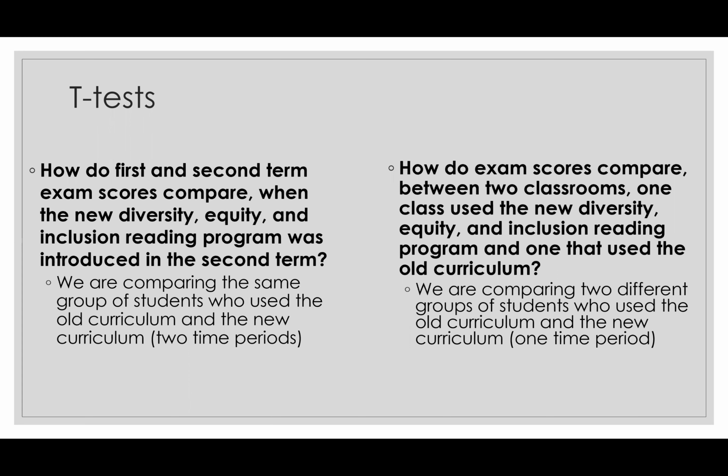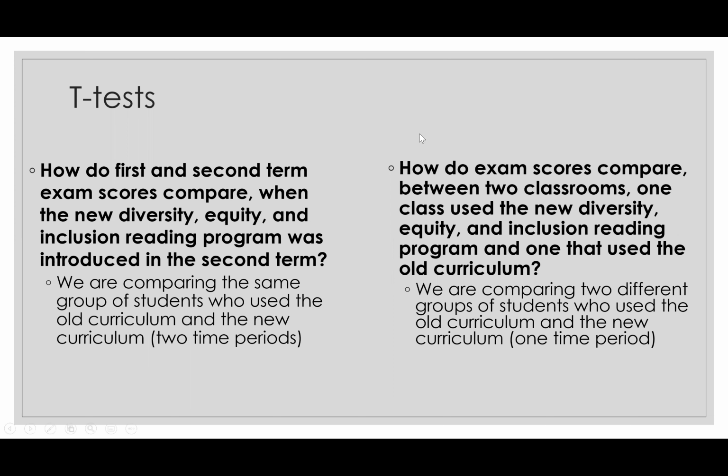So if we are to reword the question to how do first and second term exam scores compare when the new diversity, equity, and inclusion reading program was introduced in the second term, we're comparing the same students because again, we were thinking about that pre and post test, that first and second term exam scores, right? So it's the same group of students with two time periods. And so we would use the paired samples t-test.